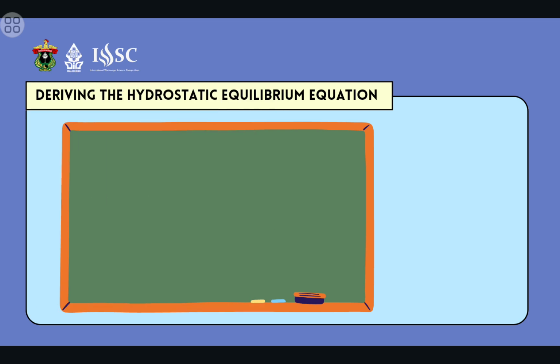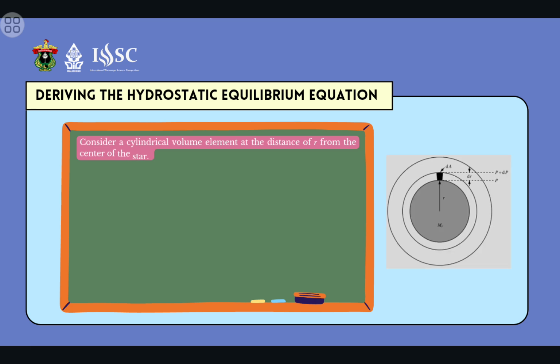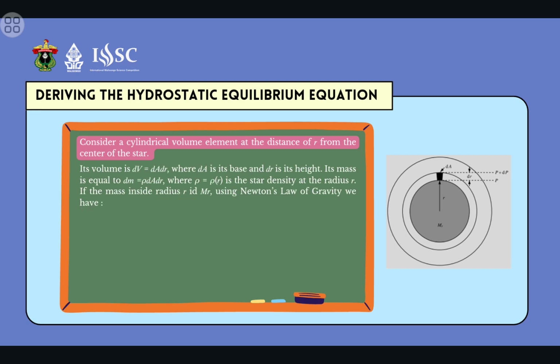We move into the next step, deriving the hydrostatic equilibrium equation. Now, take a look at the picture. Consider a cylindrical volume element at the distance of r from the center of the star. The volume element is denoted by the black thing in the picture. Its volume is dV equal to dA dr, where dA is area and dr is height. Its mass is dm equal to rho dA dr, where rho, as a function of r, is the star density at the radius r.